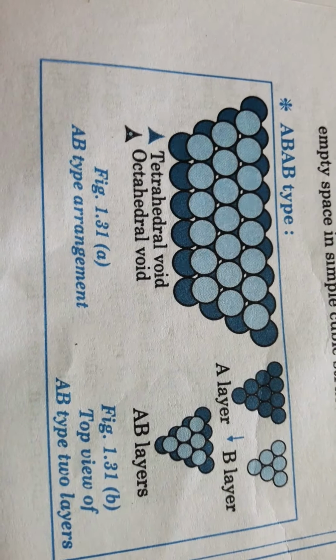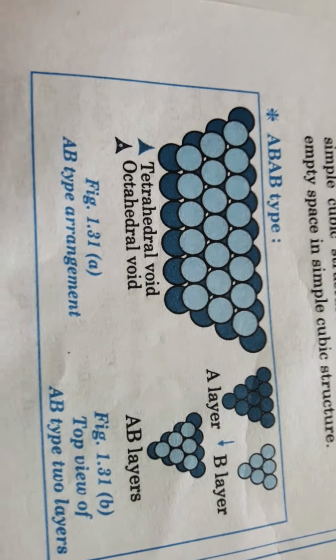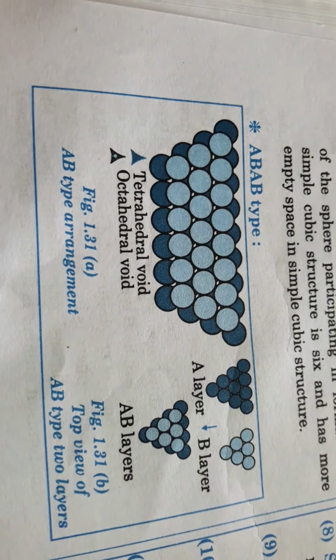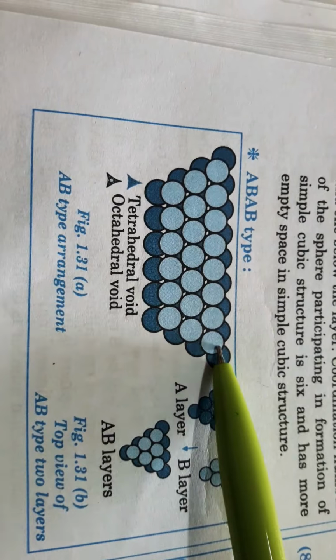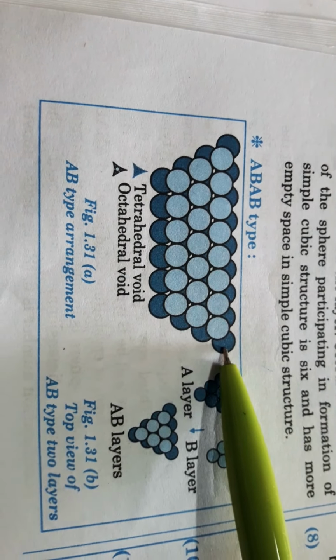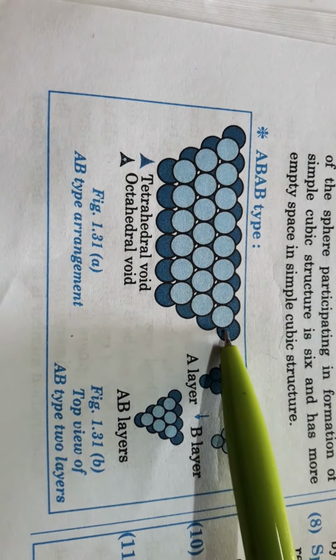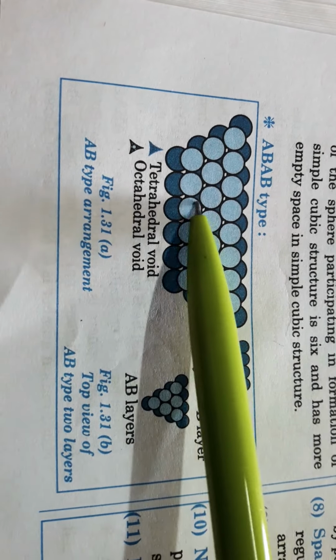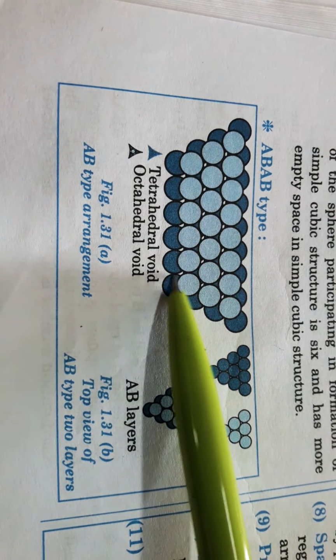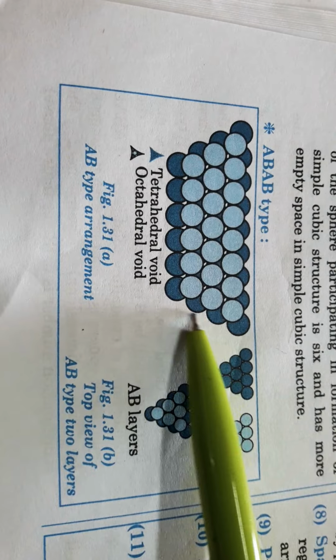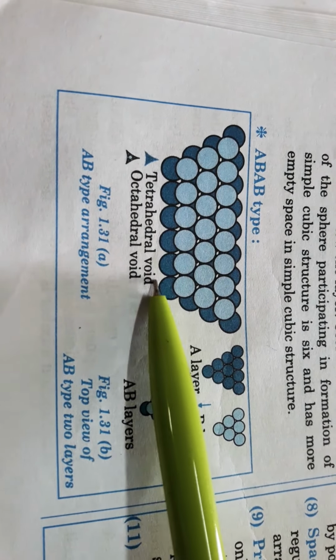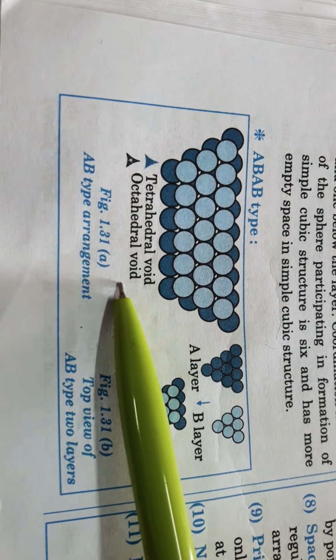Now this is the AB type structure in the case of three dimensions. Look here: the dark blue color is the A molecule, and this light blue color is the B type of molecule. So look, there is formation of tetrahedral void as well as octahedral void.